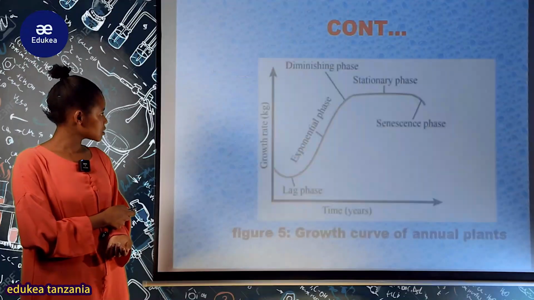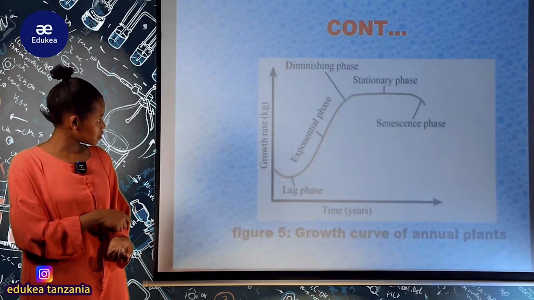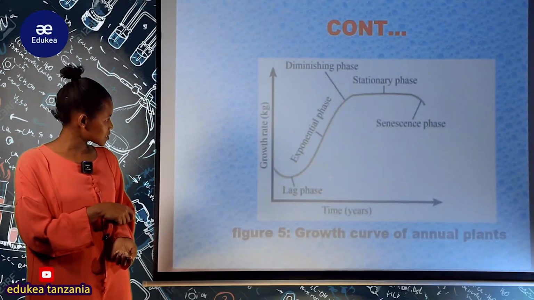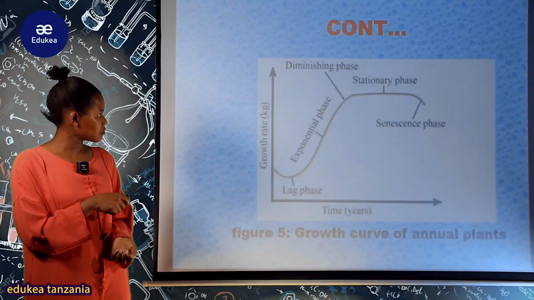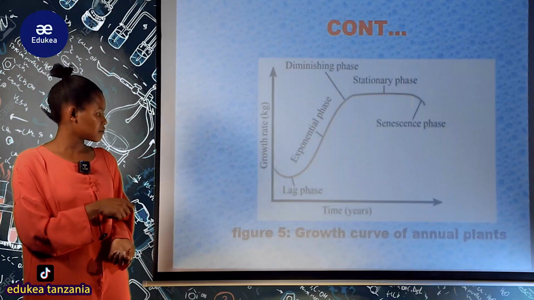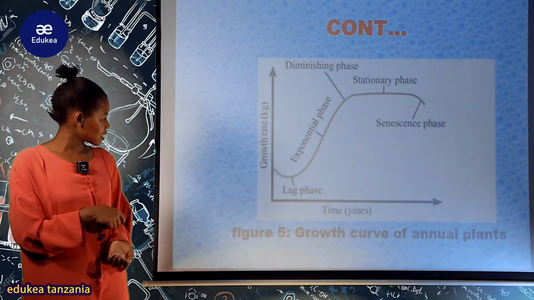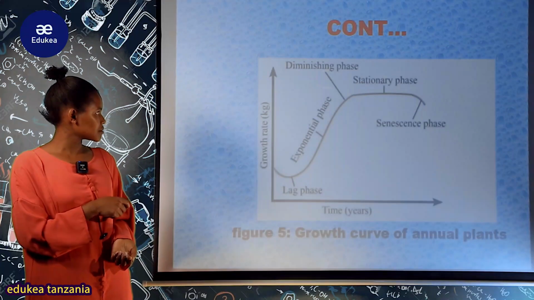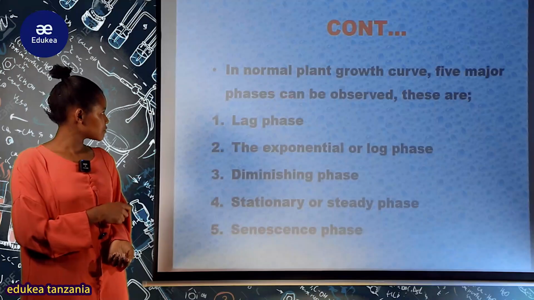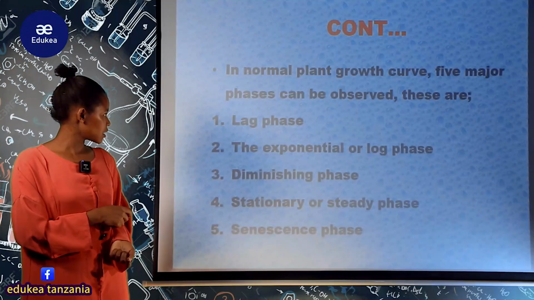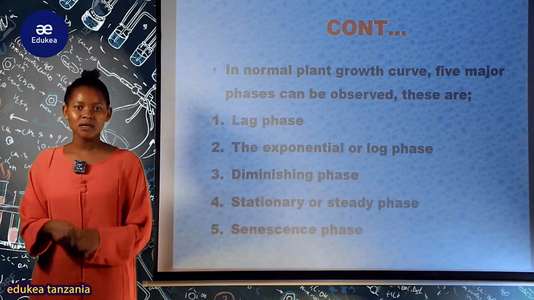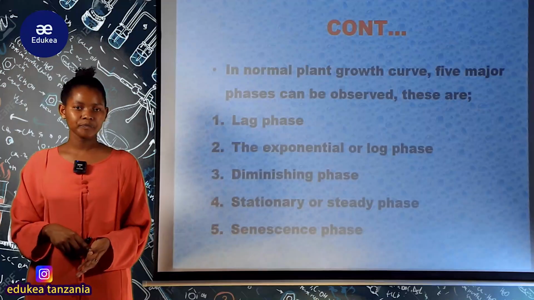And now you can see in this curve iko in S-shaped, imekaa mfumo wa S-shaped, na tunaona stages mbalimbali ambazo tulikuwa tunazizungumzia kwamba kunakuwa na ukuaji ambao sio uniform kulingana na stages mbalimbali za mmea. Na tutaenda kuangalia katika stage ya lag phase, exponential phase, diminishing, nini huwa kinatokea. In normal plant growth curve, 5 major phases can be observed, and these are the lag phase, the exponential, diminishing, stationary phase na senescence phase. Ziko stages 5 kwa ajili ya ukuaji wa mimea.